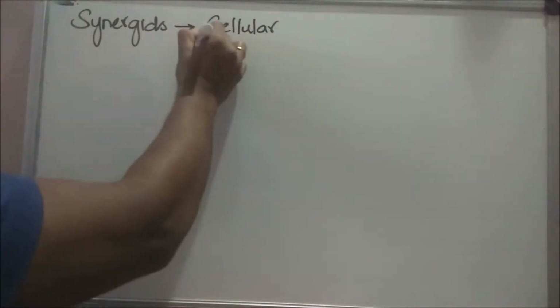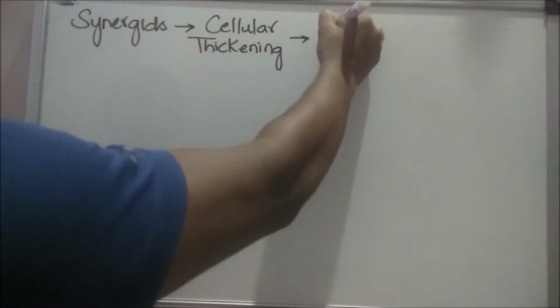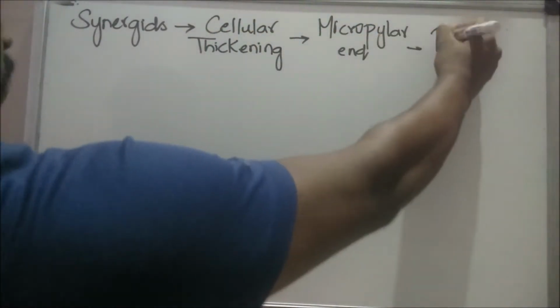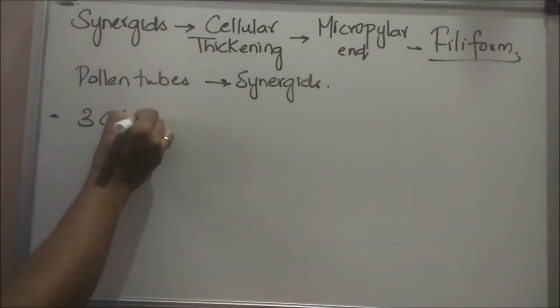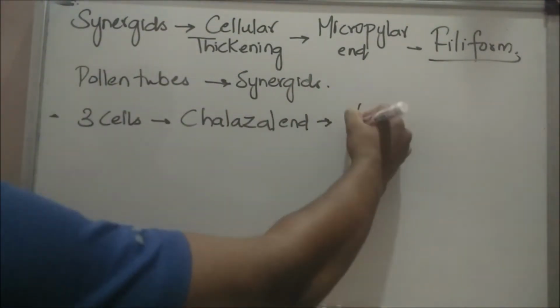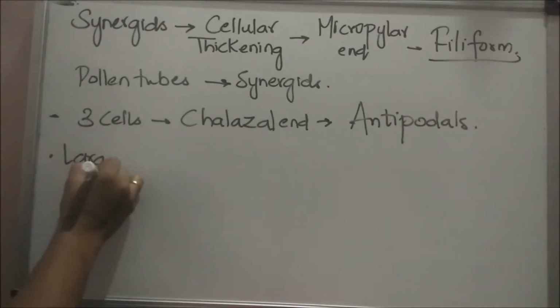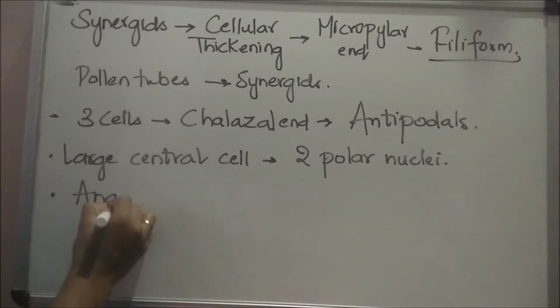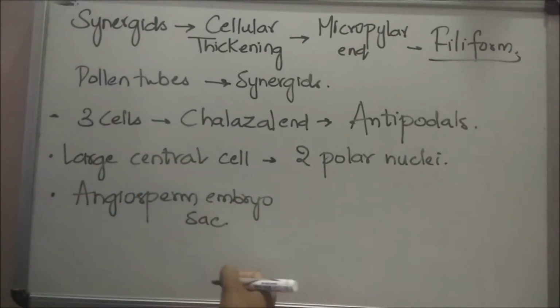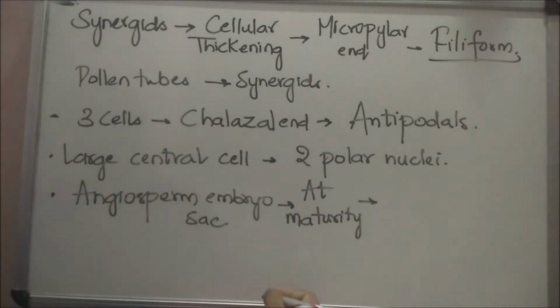The synergids have special cellular thickenings at the micropylar end called filiform apparatus, which guides the pollen tubes into the synergids. The 3 cells at the chalazal end are called antipodals. The large central cell has 2 polar nuclei. Thus a typical angiosperm embryo sac at maturity has 8 nuclei but is 7-celled. Let's learn about pollination.